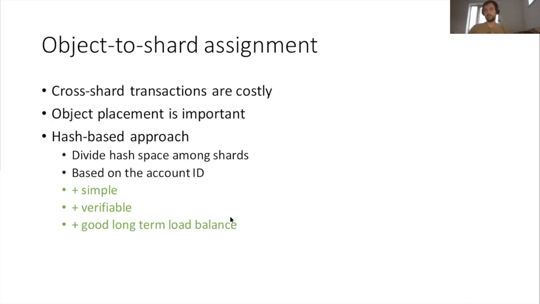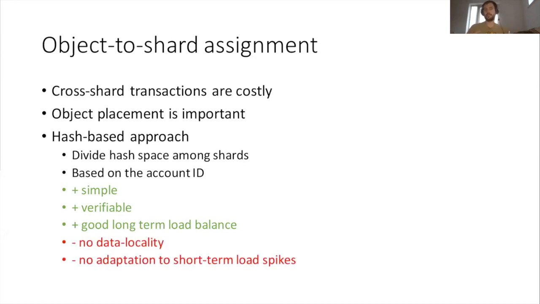This is very simple. It is verifiable because everyone can just take an account ID, hash it, and verify whether the account should belong to the specific shard. We can also expect good long-term load balance, because if you randomly assign accounts to shards, we can expect a more or less uniform load balance across the shards.